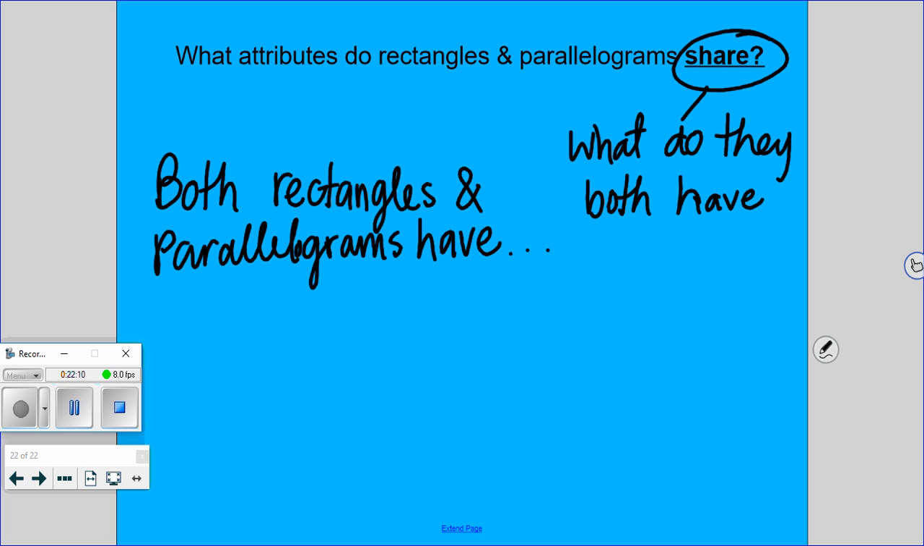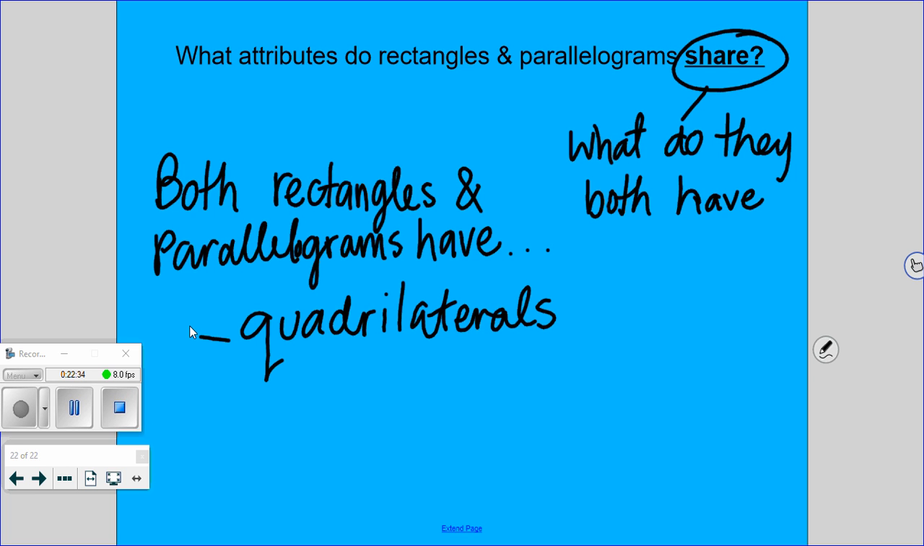Gia, what's one? What's that fancy math language we use for four sides? Okay, well conveniently you have a math notebook which should be out on your table. A quadrilateral. Both rectangles and parallelograms are quadrilaterals. They share that. What else do we share? Sit up, get out your math notebook, and please be writing. It's January, Gio. I shouldn't have to tell you how to act in a math class.